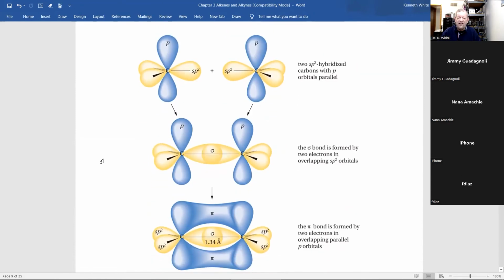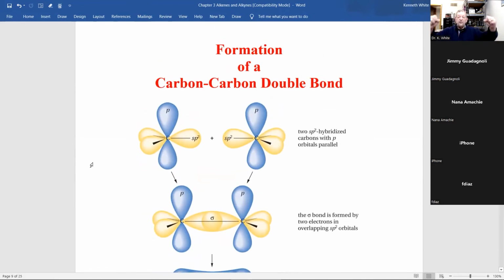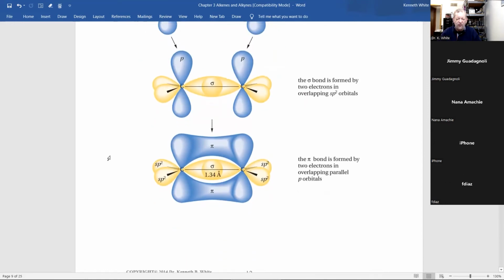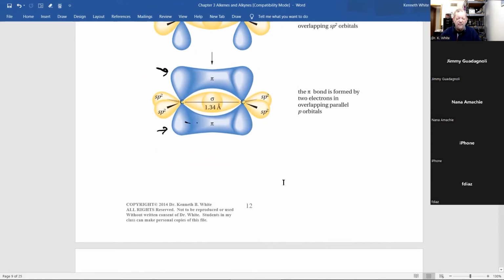Now, when you're forming a carbon-carbon double bond, you have 2 carbons coming together. And the first thing is, remember, any bond is sharing of pairs of electrons. And now we get the sp orbital overlap. And this is called a sigma bond, like a single bond. And then the 2 p orbitals right here overlap and share. And here there are 2 electrons moving around all this blue area here. So a double bond has a sigma bond and a pi bond.